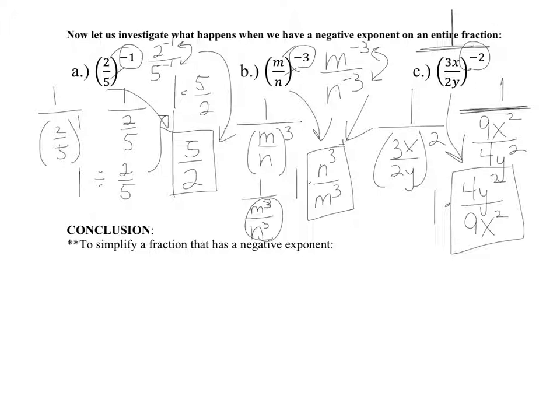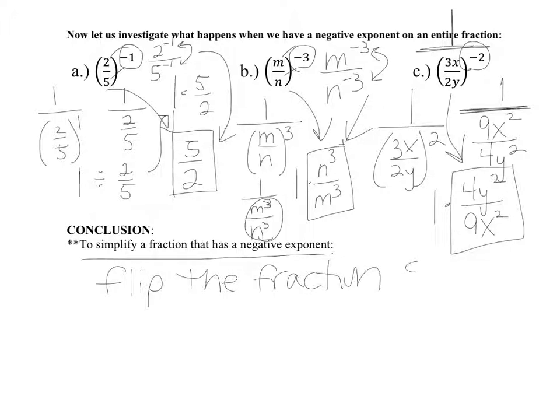So the fast way to deal with negative exponents on fractions, or on the outside of a division problem, is you just flip the inside. So to simplify a fraction that has a negative exponent, flip the fraction and make the outside exponent positive.